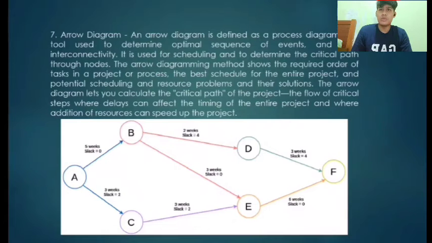So lastly, we have the arrow diagram. An arrow diagram is defined as a process diagramming tool used to determine optimal sequence of events and their interconnectivity. It is used for scheduling and to determine the critical path through nodes. So as we can see, connected itong buong diagram na to. So if one problem occurs, makita nyo kung saan siya magli-lead or magkakause yung pinaka-problem.